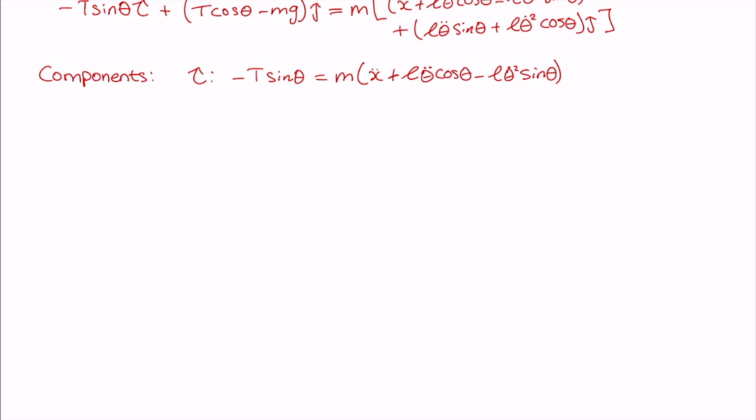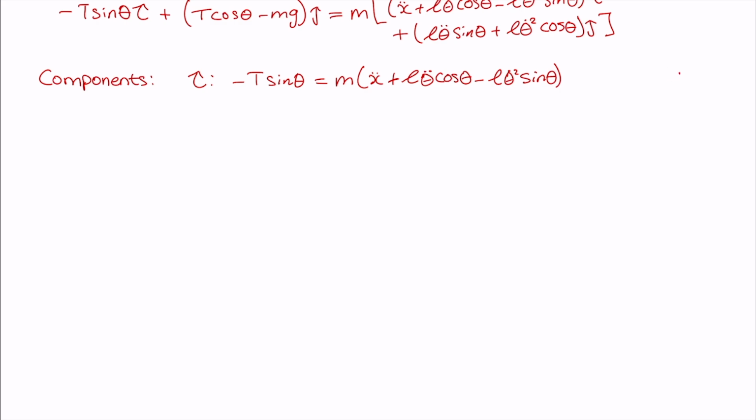So we don't want to divide anything by a quantity that could be 0 at a given time. We're going to call this equation 1 here. And then now for the J component, we're going to get T cosine theta minus mg is equal to m times the quantity L theta double dot sine theta plus L theta dot squared cosine theta, and we're going to call that equation 2. Again, we could divide by cosine theta, move the mg over and then divide by cosine theta to find the tension.